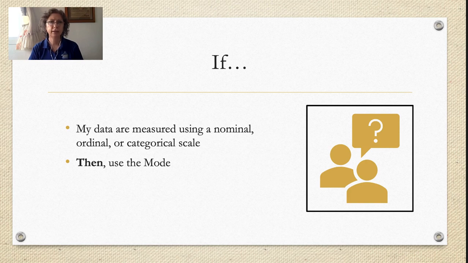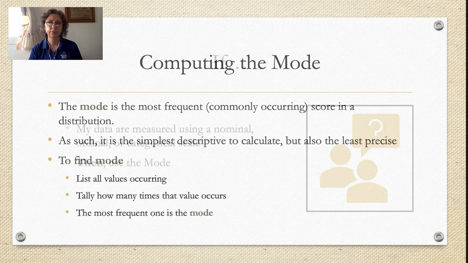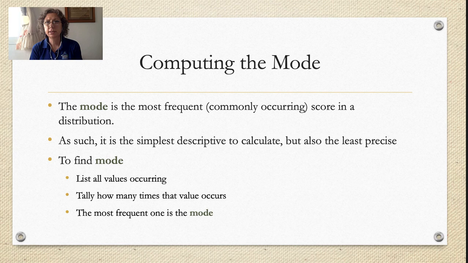Okay, what if the data are measured using a nominal or ordinal, or in other words, categorical variable? Then we're going to use the mode. And the mode is the most occurring item in that data. It's the simplest descriptive to calculate. It's just how many are there. But it's also the least precise.